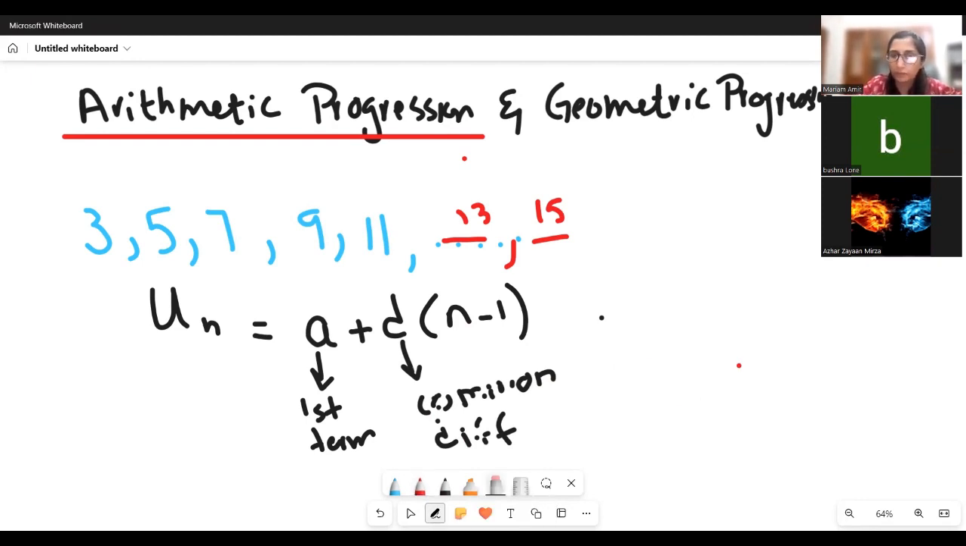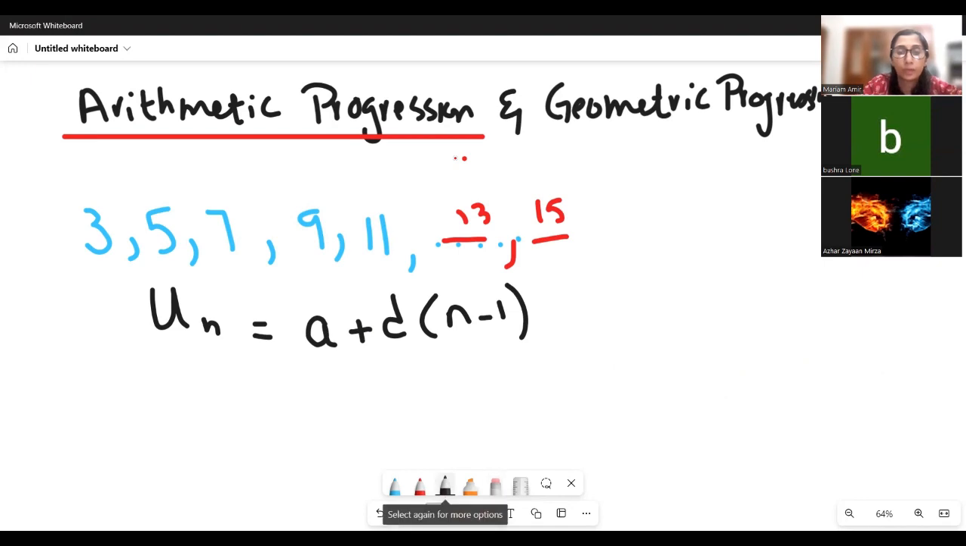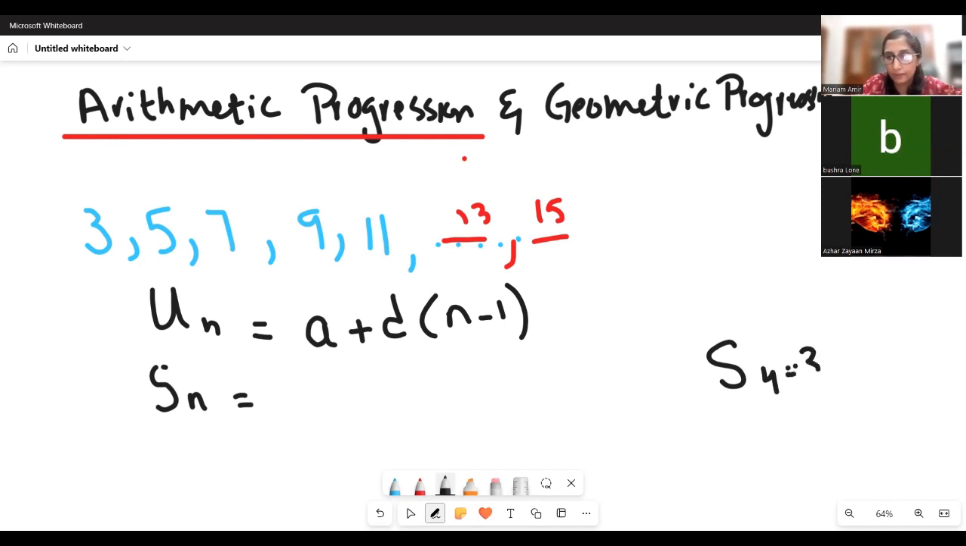This year, apart from using the nth term formula, you will also use a formula that gives you the sum of the first n terms. For example, S4 would mean sum of the first 4 terms, which would be 3 plus 5 plus 7 plus 9. Similarly, S8 would be sum of first 8 terms, which would be 3 plus 5 plus 7 plus 9 plus 11 plus 13 plus 15, and the remaining terms added to that. So there's a formula for Sn, the sum of the first n terms.